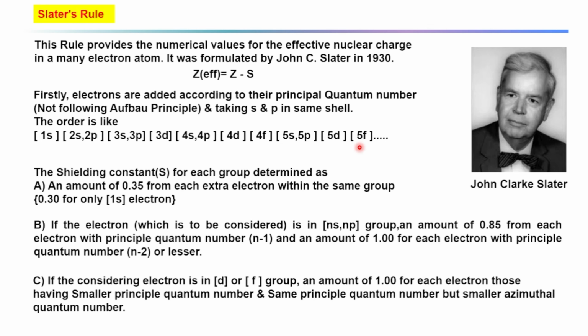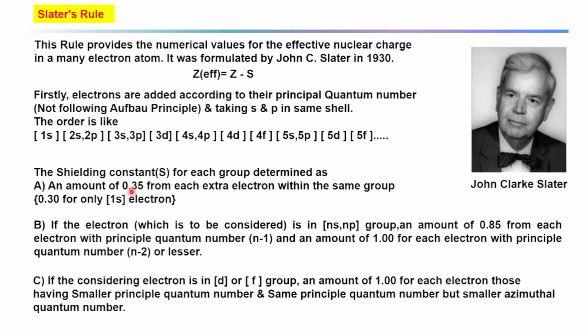Now let's see the quantitative value of this shielding constant. The shielding constant for each group is determined as follows. The first one is an amount of 0.35 from each extra electron within the same group. So if the electron for which you are counting the shielding constant is sharing the house with other electrons, you have to count 0.35 for the other electrons. And 0.30 for only the 1s electron. In 1s it will be 0.30, other than 1s it will be 0.35 from the same group.